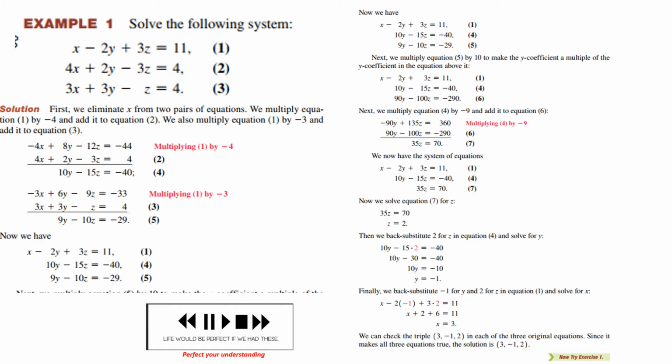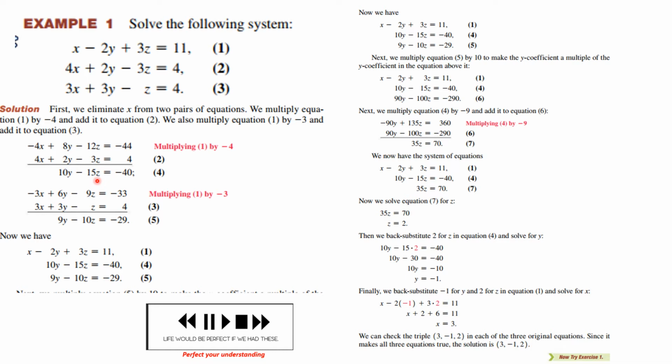Okay, let's wade into an example then. So here we want to solve the following system. These equations are numbered 1, 2, and 3. So what we're going to do is look at equations 1 and 2, and we're going to eliminate the x. And we can do that by multiplying all the way through the top one by minus 4. Let's do that. Here we're multiplying by minus 4. Then we're adding and we're getting this. Now we have 1 equation and 2 unknowns.